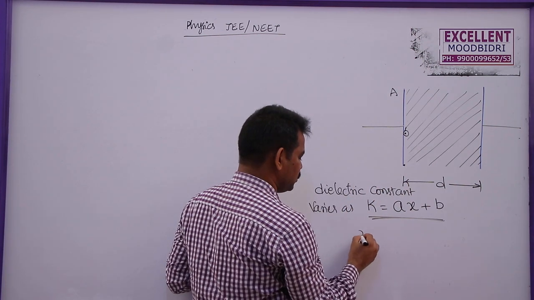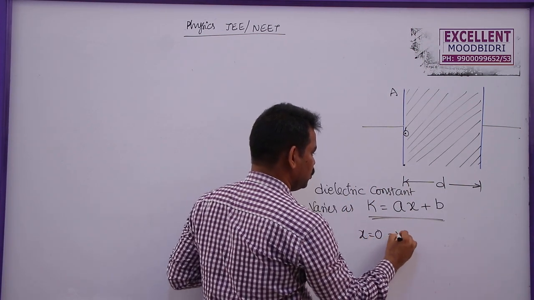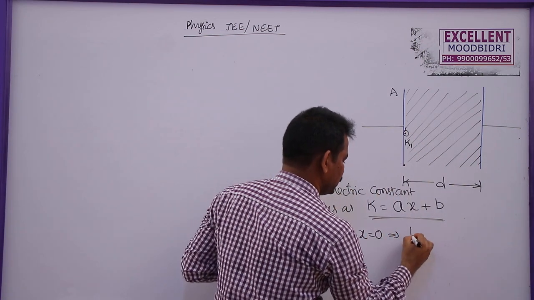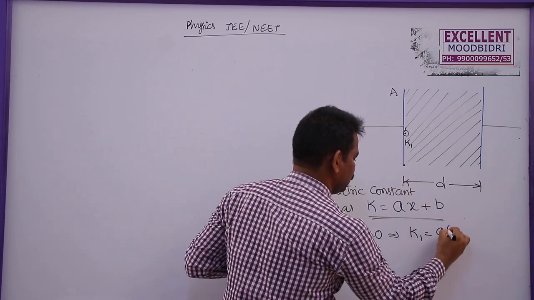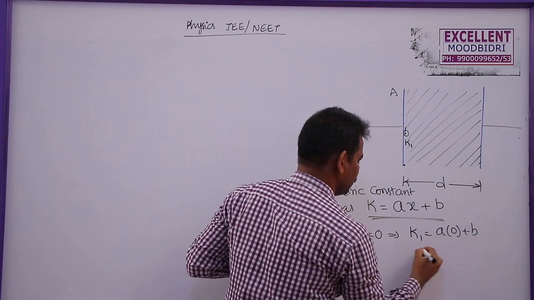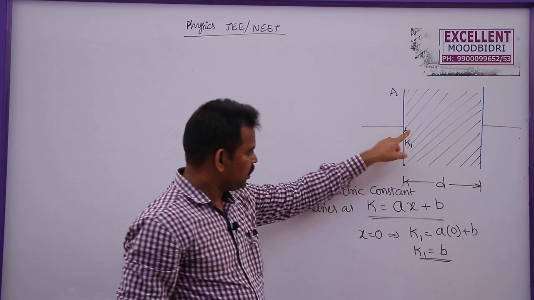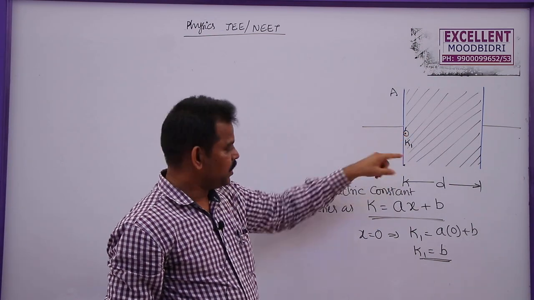Suppose X is equal to 0, here let me take this dielectric constant as K1. So K1 is equal to A into 0 plus B. So what is K1? This is B. So here the dielectric constant is B.